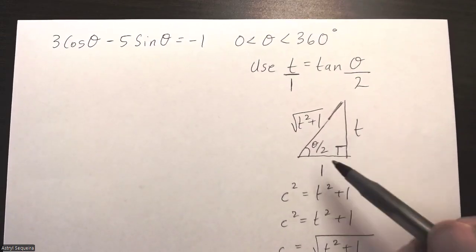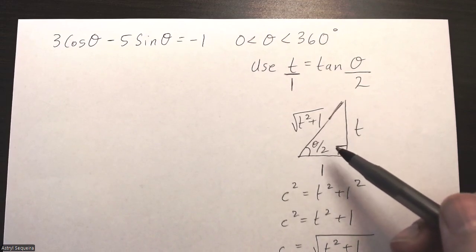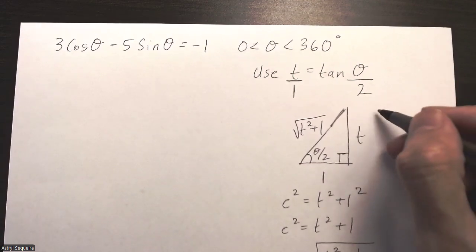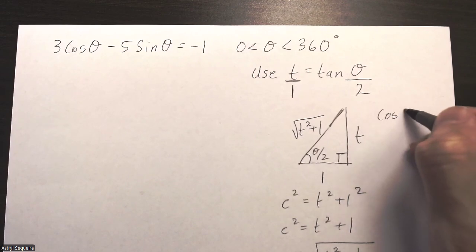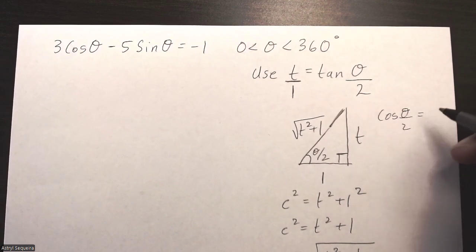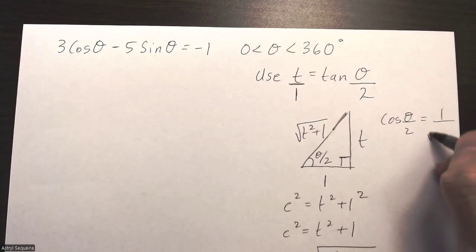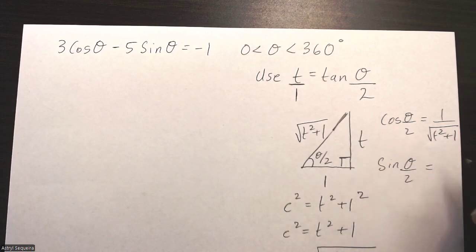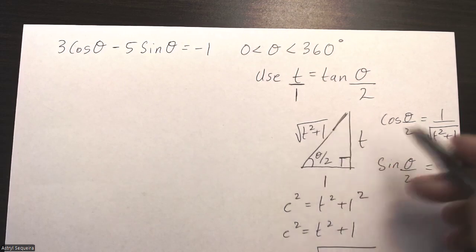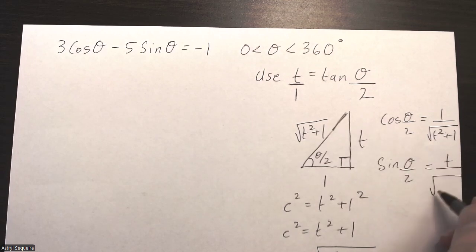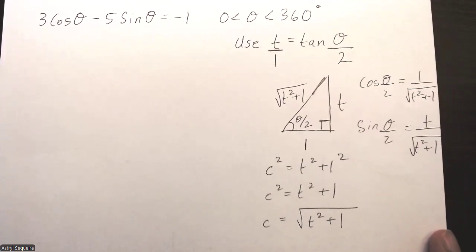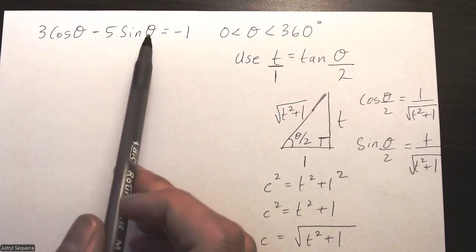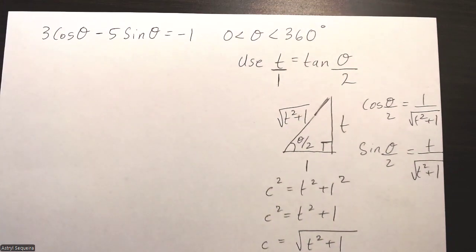So now I know that cos of theta over 2 is adjacent over hypotenuse, and sine of theta over 2 is opposite over hypotenuse. So I have sine and cos of theta over 2, but I need to find sine and cos of just theta. So I'm using my double angle formulas.